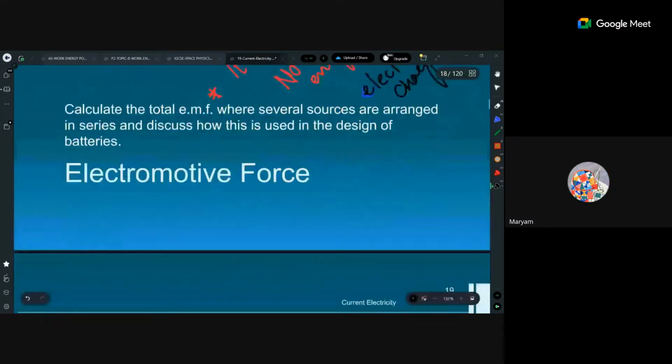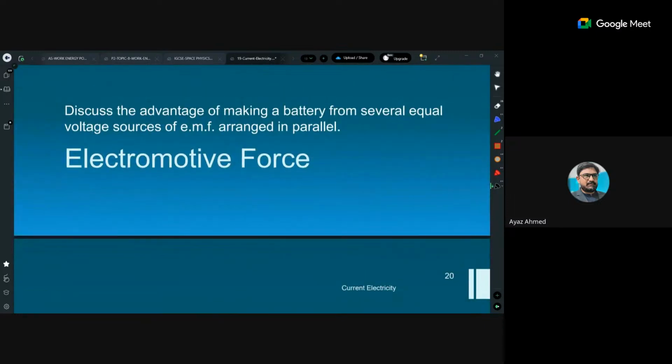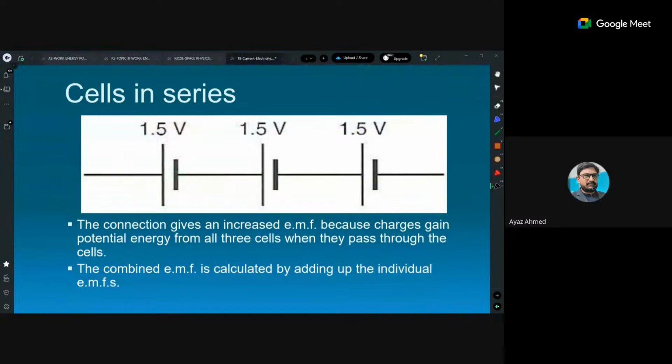Technically it is voltage. But there is a difference of energy between the voltages in the case of potential difference and in the case of EMF. I will make it clear. Just before that, let's talk about the combination of EMFs.